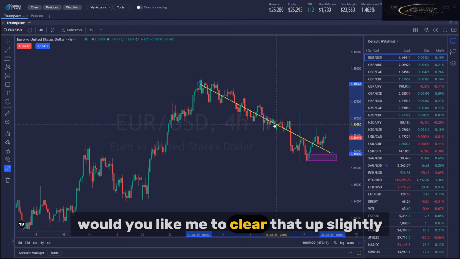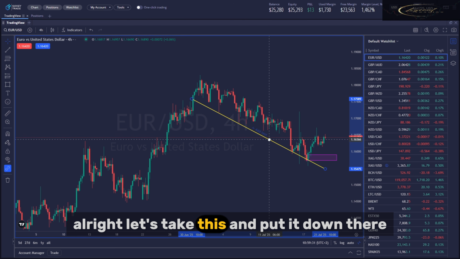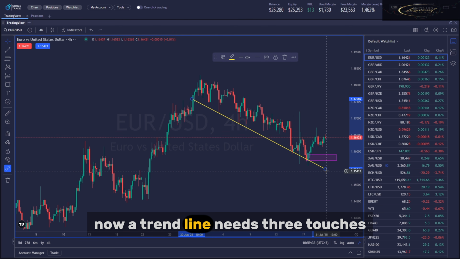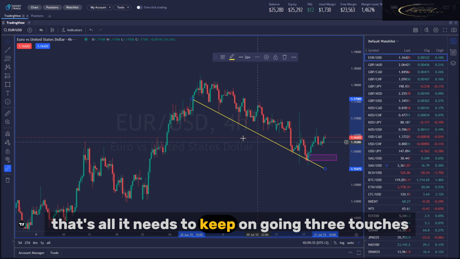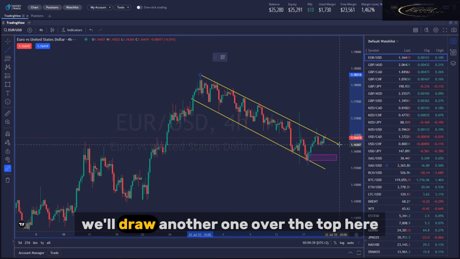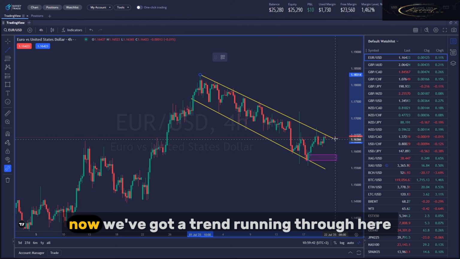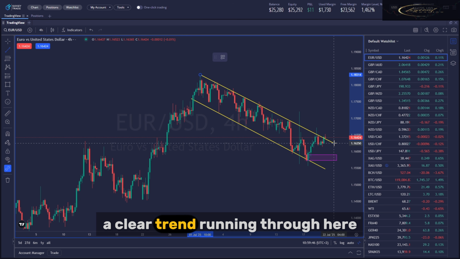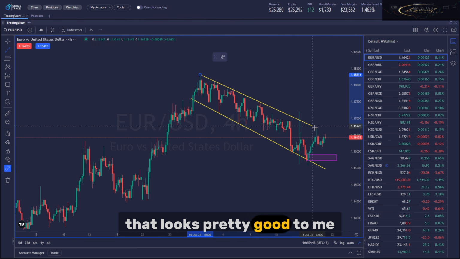Would you like me to clear that up slightly? All right, let's take this and put it down there. Now a trend line needs 3 touches. That's all it needs to keep on going. 3 touches. Let's draw another line in on the top. We'll draw another one over the top here. Now we've got a trend running through here, a clear trend running through here. That looks pretty good to me.